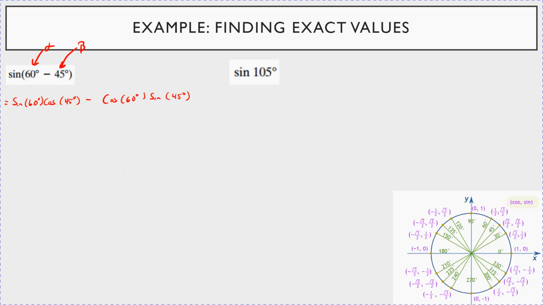Well, let's use our unit circle. All right, what is sine of 60 degrees? It's square root of 3 over 2.